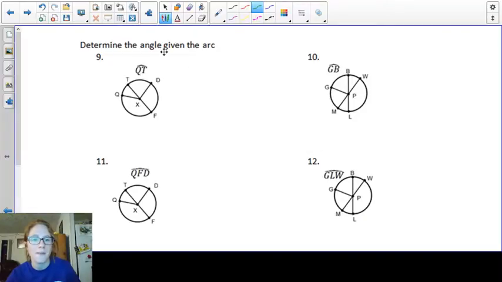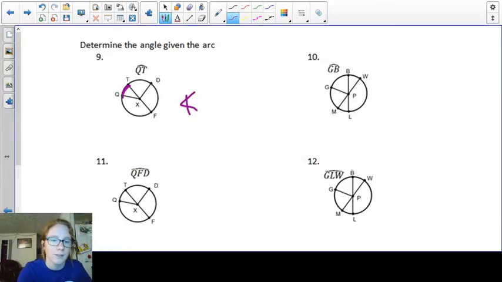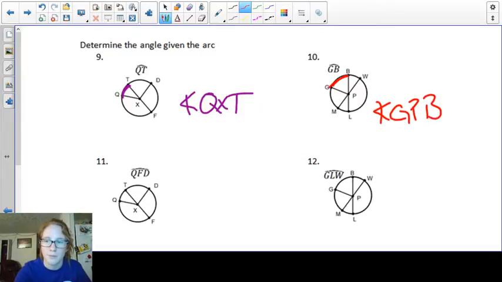All right, determine the angle given the arc. So if I'm looking at QT, what angle creates that? Well, angle QXT. GB, that one's going to be angle GPB.